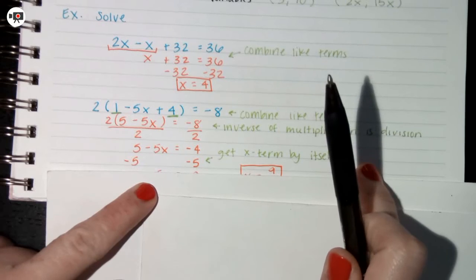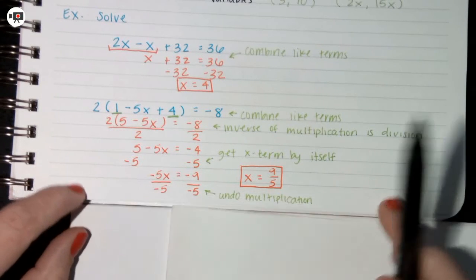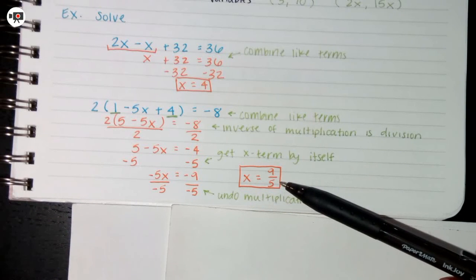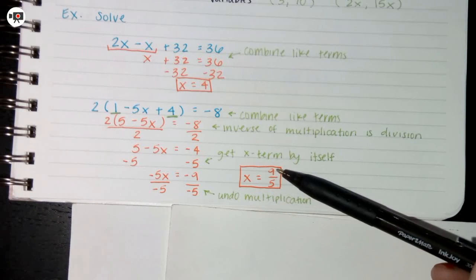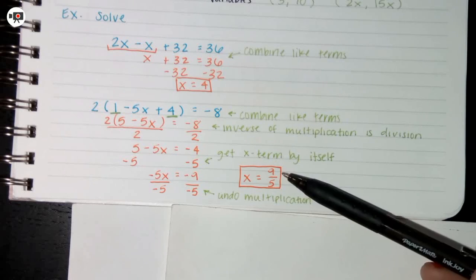Subtract 5 on each side to get the variable term by itself. And then I'm going to divide each side by negative 5 to get x equals 9 over 5. And we're going to leave this as an improper fraction. I cannot simplify it, so I'm just going to leave it as it is.